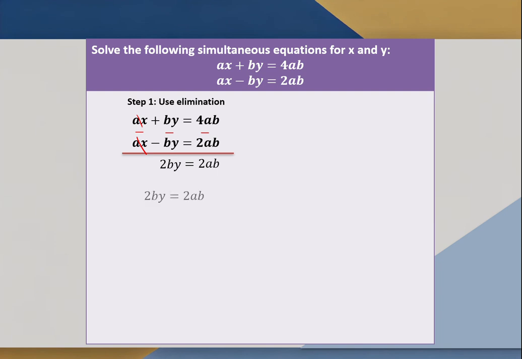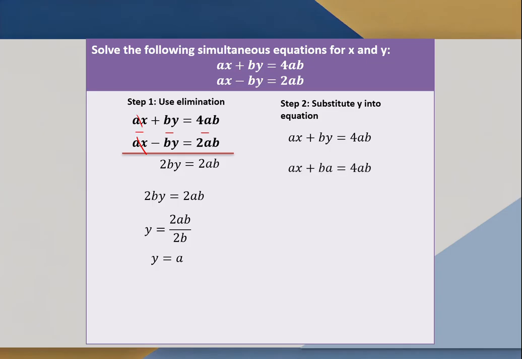That gives me an equation. The next thing I want to do is get y by itself, so I divide by 2b. The 2 and the b cancel out, and it gives me y equals a. I'm now just going to substitute y into one of those equations. Same thing that we would normally do. So I've picked one of my equations, the first one. Wherever there is a y, I put a. Now I'm going to solve for x, which means I'm going to take away ab. 4ab take away ab is 3ab. And then I have to divide by a, and it gives me x is equal to 3b.